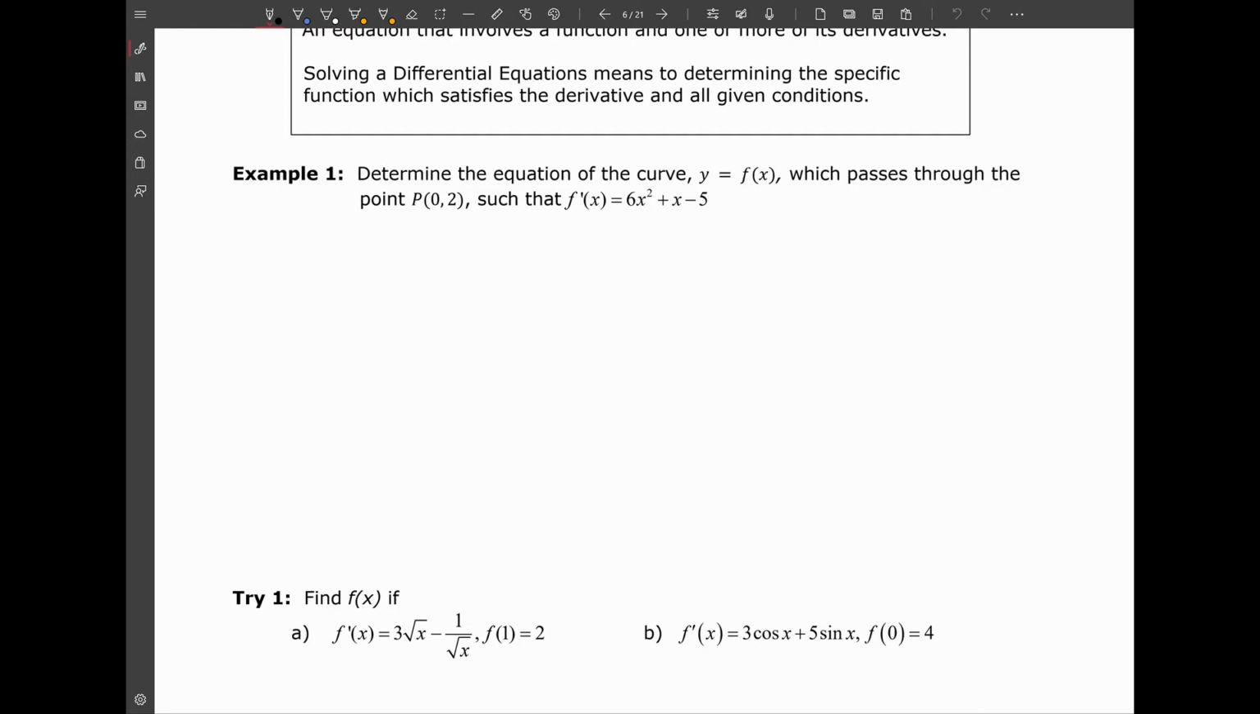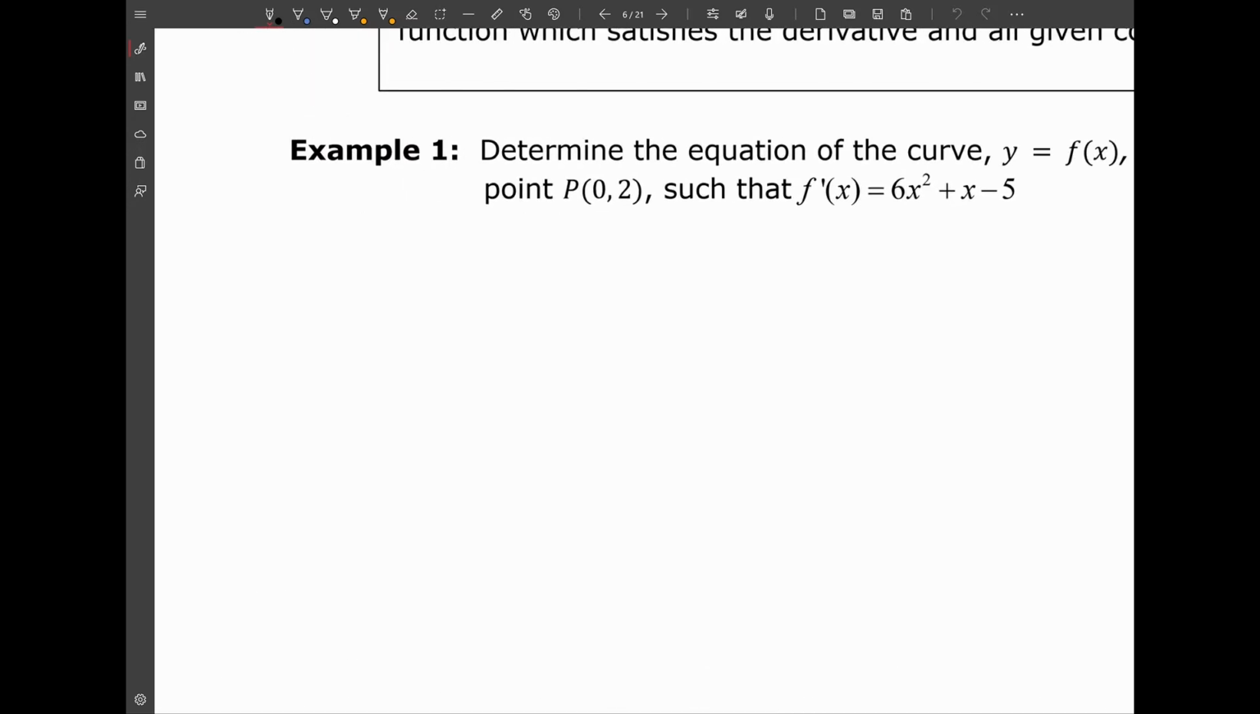Determine the equation of the curve y equals f of x, which passes through the point (0, 2), such that f prime of x is 6x squared plus x minus 5. In other words, they're giving us the derivative, and they want the original function at that particular point. So, given a particular point, to get f of x, we need to take the antiderivative, or the integral, of f prime of x. If we take the antiderivative of the derivative, we'll get the original function.